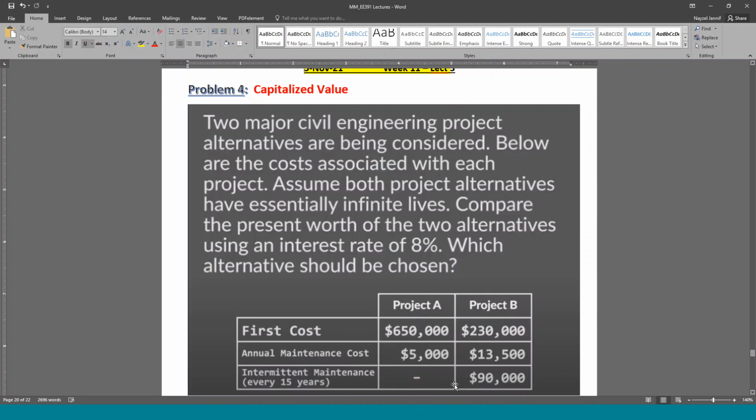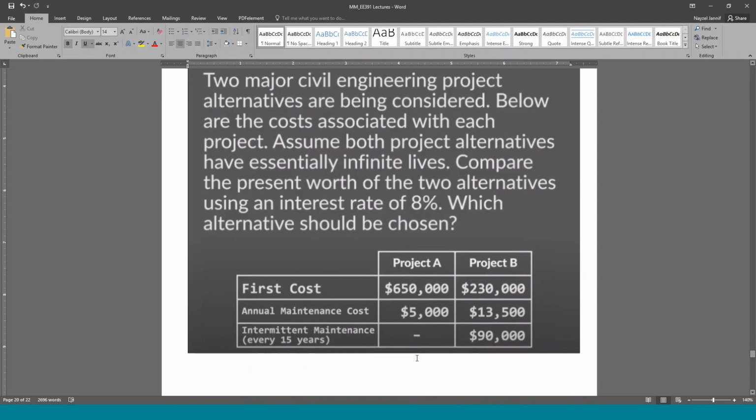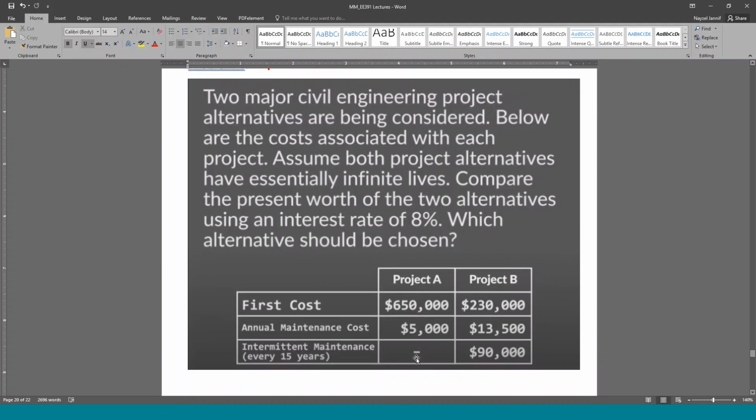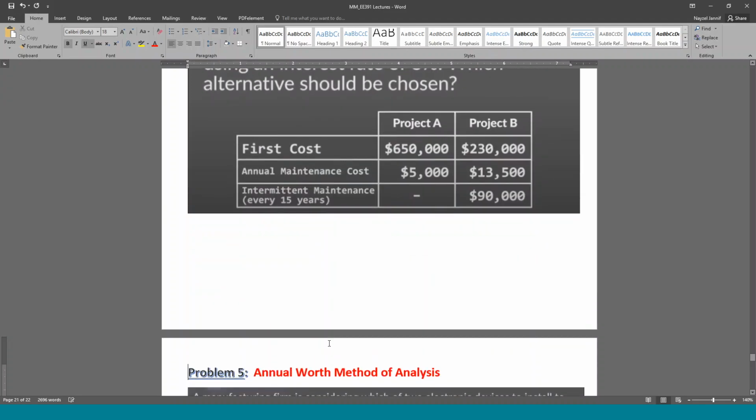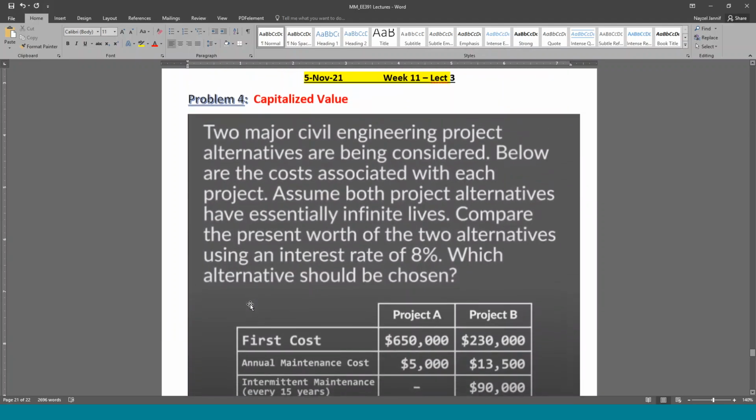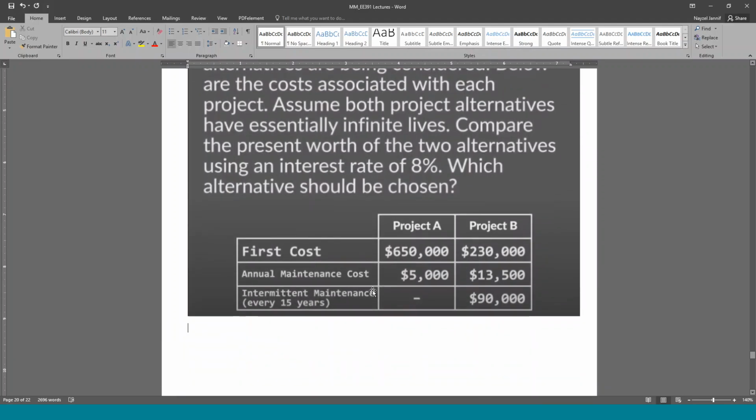But in project B, it seems that every 15 years, you've got to put in a particular amount of $90,000 in order to get that particular project operational. So what we want to do is calculate the two present values.